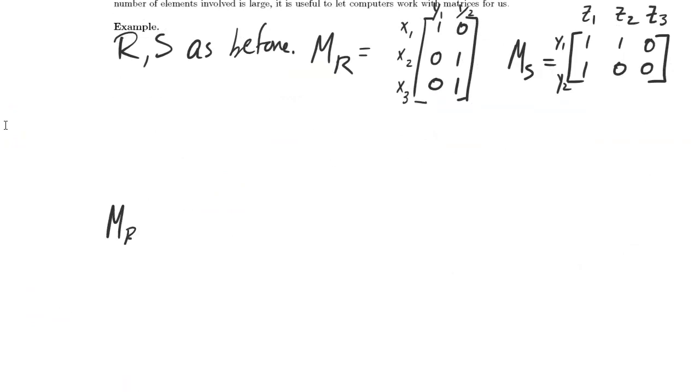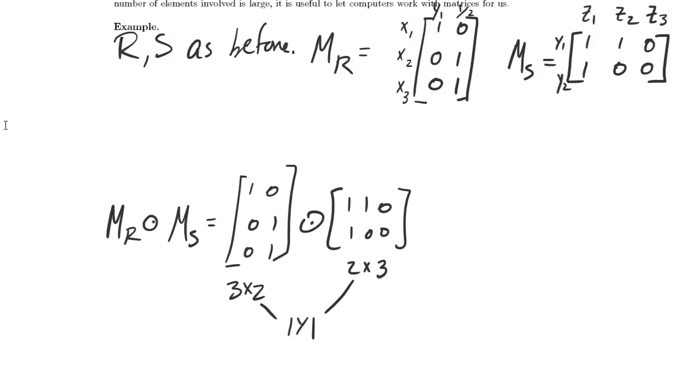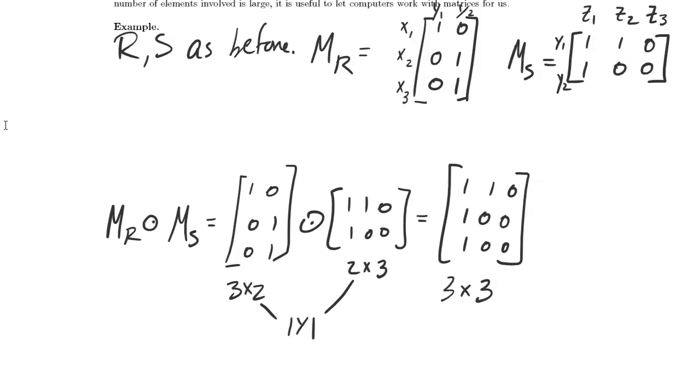So we take the matrix MR and multiply it by the matrix MS, which gives us a 3 by 2 matrix being multiplied by a 2 by 3 matrix. Notice that the inner numbers match because they are both the cardinality of the set Y. That's why those dimensions have to match when you're doing matrix multiplication. And then our result is the 3x3 matrix, number of elements in X times number of elements in Z: 1, 1, 0, 1, 0, 0, 1, 0, 0. And if you look back at what RS was, this is exactly the matrix for R composed with S.